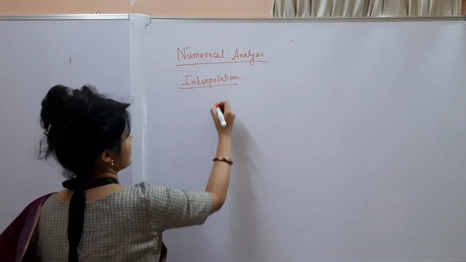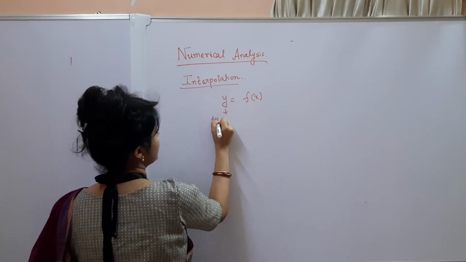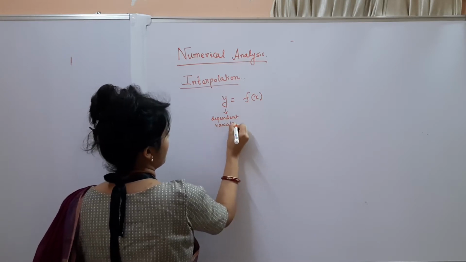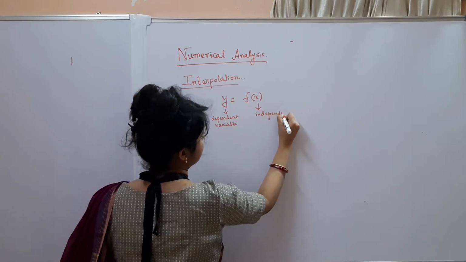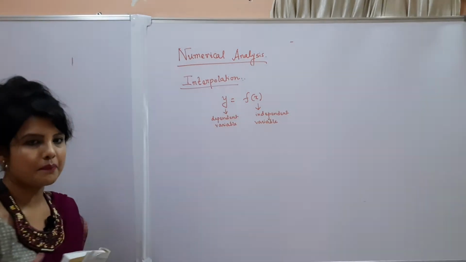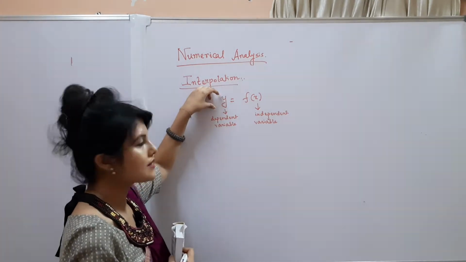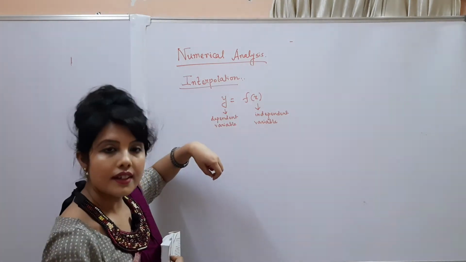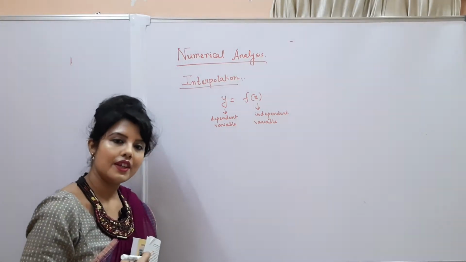Okay, so if I consider the function y equal to f of x, then y is the dependent variable and obviously x is the independent variable, and y is dependent on x. Okay, so if we want to estimate some value of y for some intermediate value of x under certain condition, then the process is called the method of interpolation.